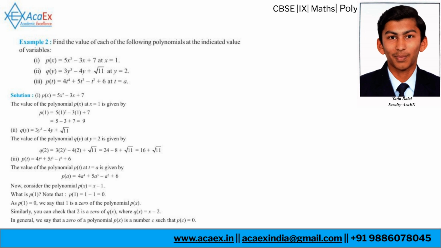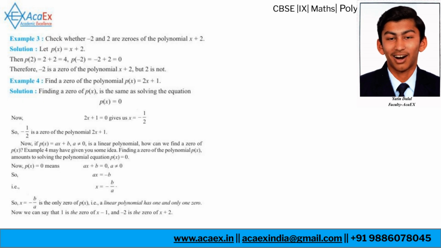In general, we say that a zero of a polynomial p(x) is a number c such that p(c) equals 0. Finding zeros of a linear polynomial. Example 3. Check whether negative 2 and 2 are zeros of the polynomial x plus 2. Solution: let p(x) equal x plus 2. Then p(2) equals 2 plus 2 equals 4, and p(negative 2) equals negative 2 plus 2 equals 0. Therefore, negative 2 is a zero of the polynomial, but 2 is not.